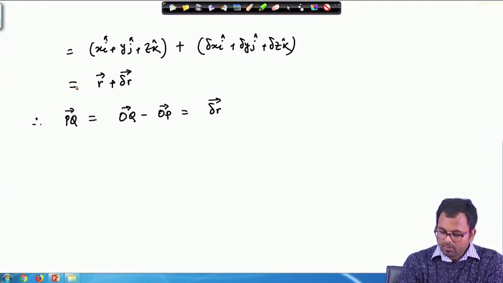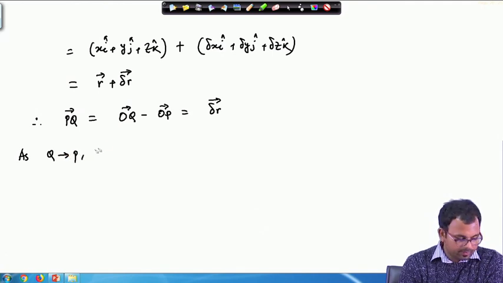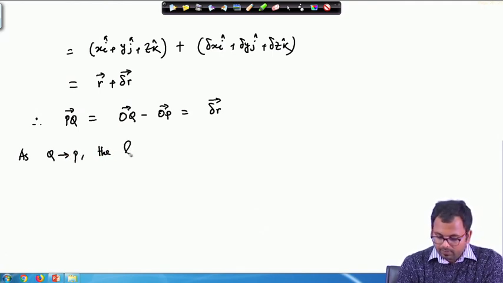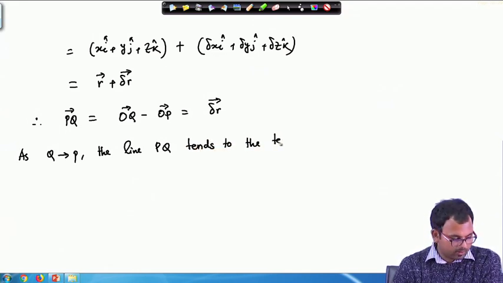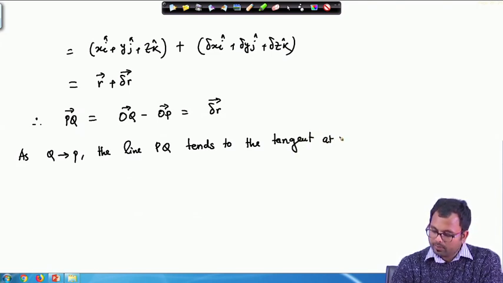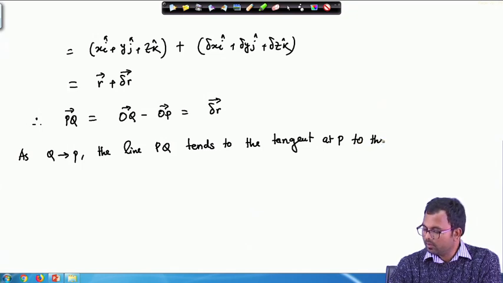Now, as Q tends to P, the line PQ tends to the tangent at P to the level surface.